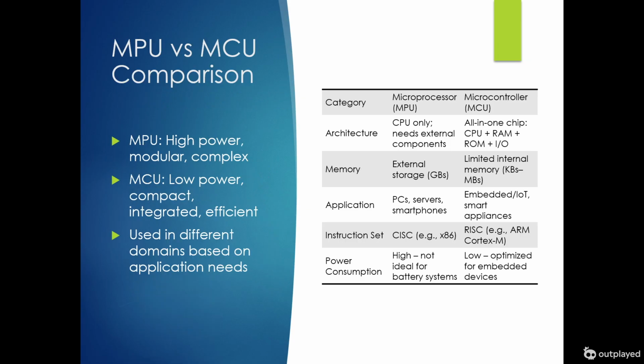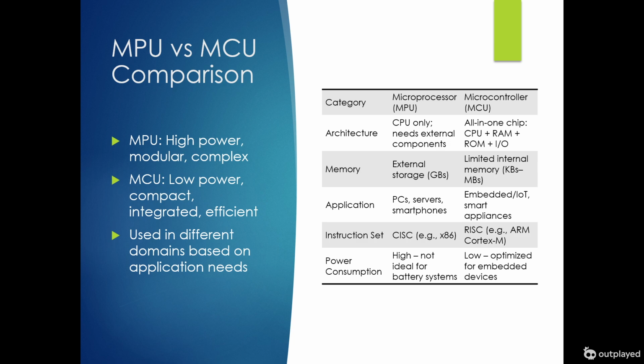And moving on to the comparison of the MPU and MCU. This slide summarizes the differences between MPUs and MCUs. MPUs operate with external components, giving them higher flexibility and processing power, but at the cost of higher energy consumption. And MCUs integrate all components onto a single chip, making them compact, efficient, and suitable for embedded or real-time applications.